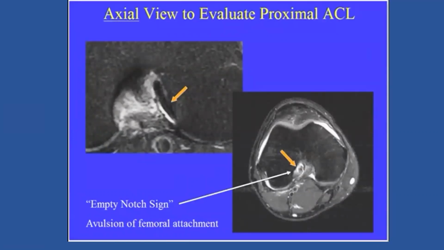When you have a tear of the anterior cruciate ligament, ACL, you get an empty space like this with a grayish appearance, not fullness in the notch. And this will tell you that there is an avulsion of the femoral attachment of the ACL.